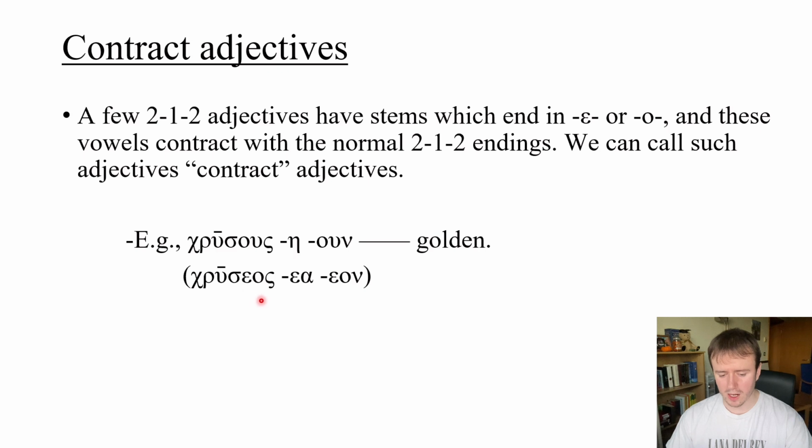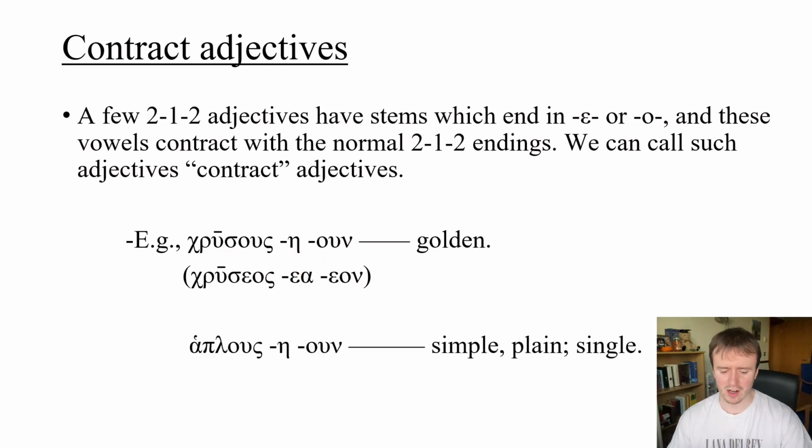But this contracts with the usual endings to make endings that are a bit different to the normal 2-1-2 endings. In particular, eos gives us ous, ea. The reason we're adding a is because it ends in epsilon. Remember that adjectives with stems ending in epsilon, iota, or rho use alpha rather than eta in the feminine singular forms. Ea gives us eta, which is the usual feminine singular ending for a normal 2-1-2 adjective. And eon gives us un.